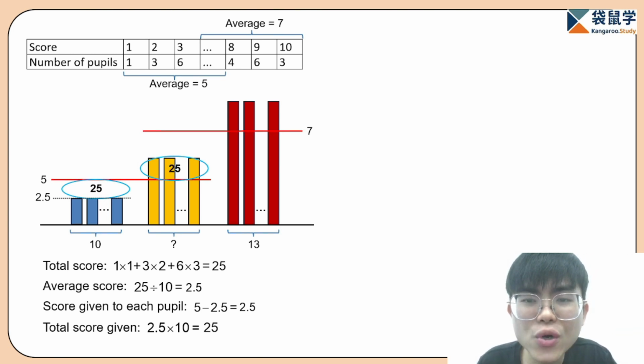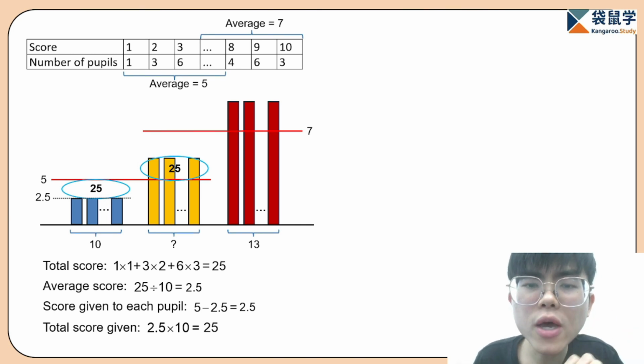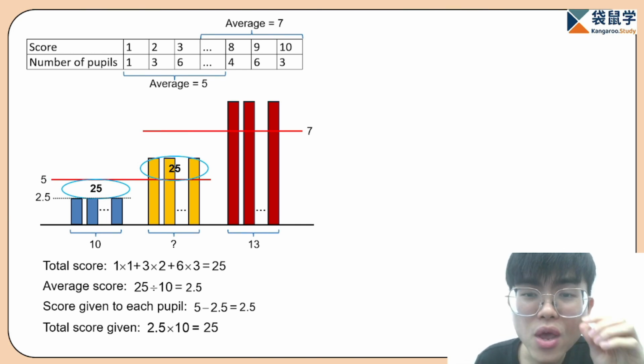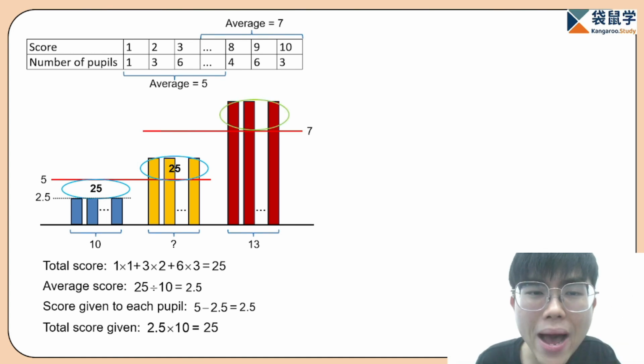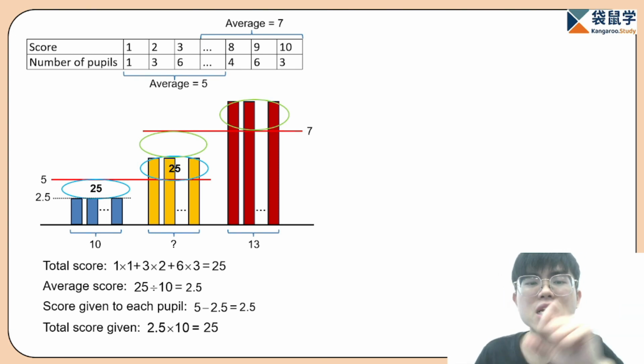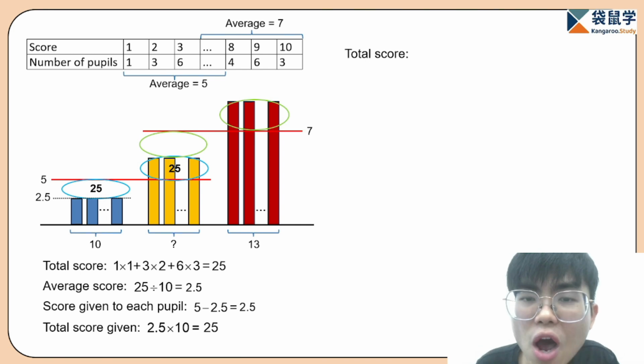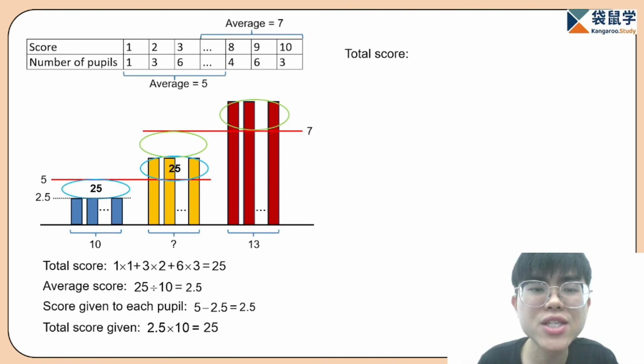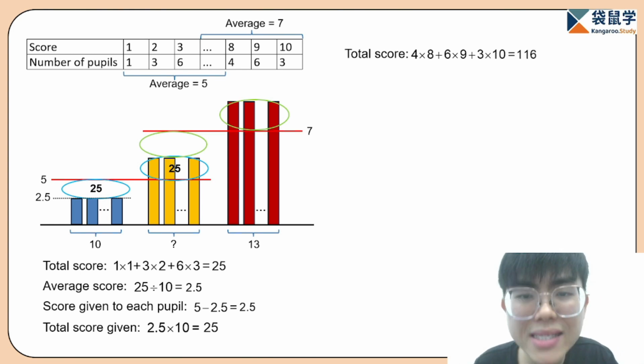So now let's look at the middle and the last group of people. To make both groups have the average of 7, we also have to take the extra part and give it to the lacking part. So now let's try to find what is the extra part. For that, we'll need to calculate the total score of this group. From the table, we know that we can just use 4 times 8 and 6 times 9 and then 3 times 10. Then we have 116.